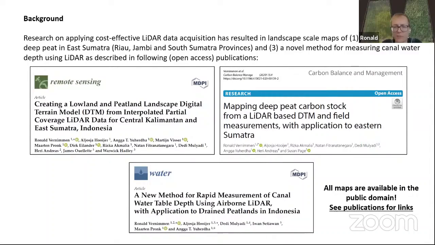All the maps and map products are freely available, and for those of you interested in the maps, they can be downloaded from links which you can find in these papers, and all these papers are open access, so you can find them online and you don't need to have a membership of the publishers.